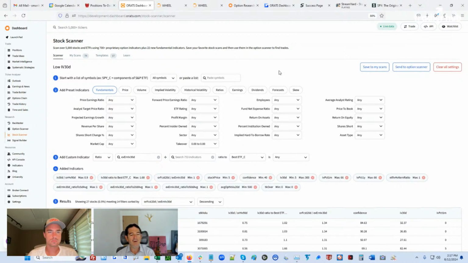Is it over the most undervalued? Like, what's the highest of those? So, relative to the best ETF, like you look at those kind of market wide ETFs. That's one way to do it.